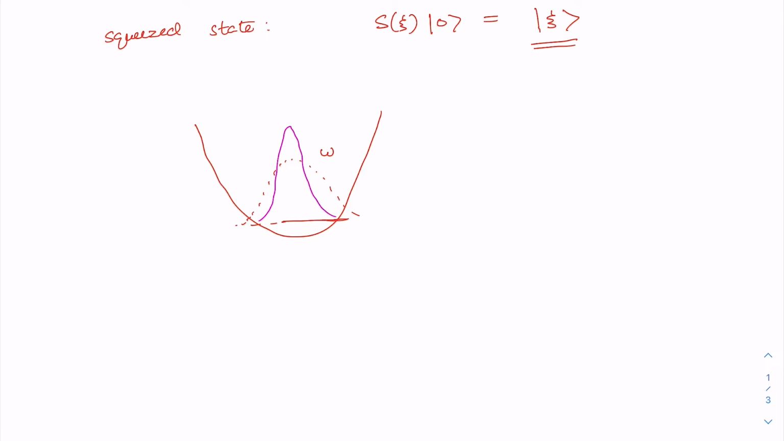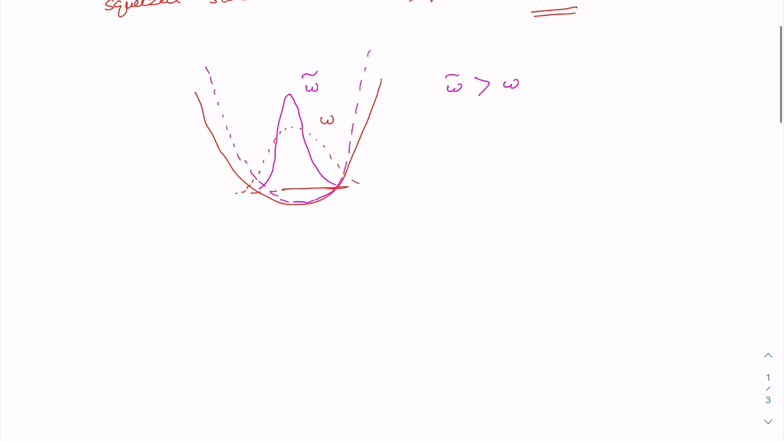Because of that, the ground state is getting squeezed. We increase the curvature, and as a result the ground state is squeezed, and its frequency, say omega tilde, is the new frequency of the harmonic oscillator after increasing the curvature, and omega tilde is greater than omega.